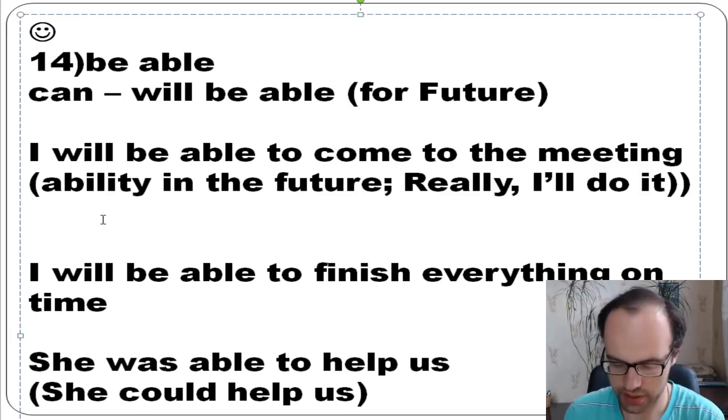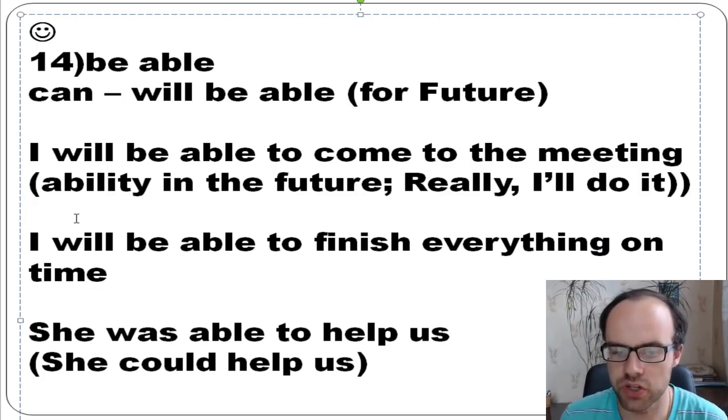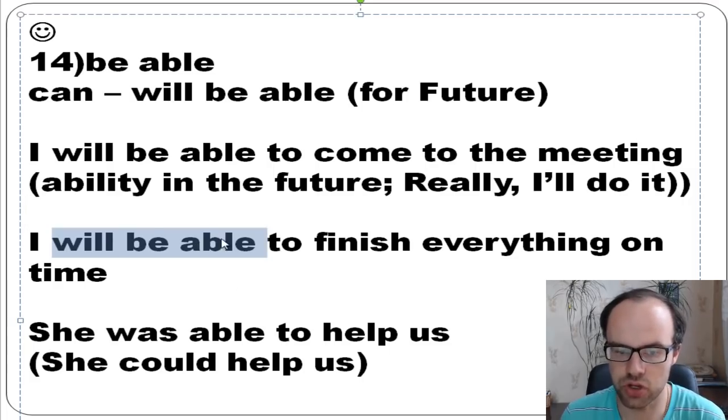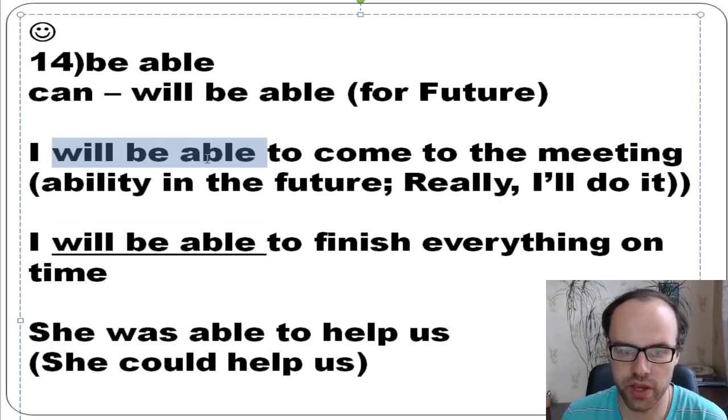Next, I will be able to finish everything on time. So it means that really, I'll finish everything on time. So it's can in the future. Will be able.